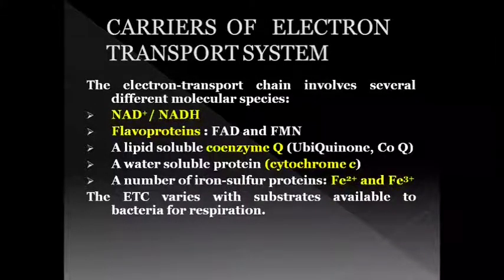Now let us see about the carriers of the electron transport chain. Here, electrons travel from lower redox potential to higher redox potential. There are several electron carriers involved in the electron transport chain, like nicotinamide adenine dinucleotide, flavoproteins, quinones and cytochromes.